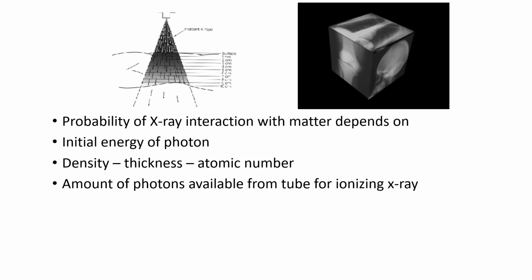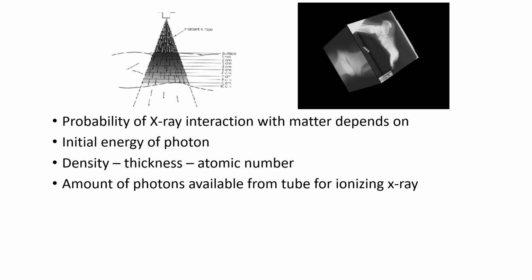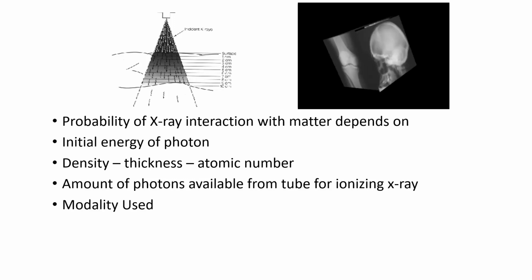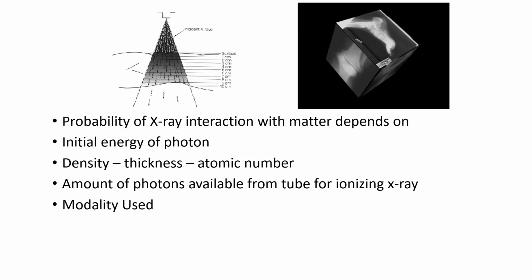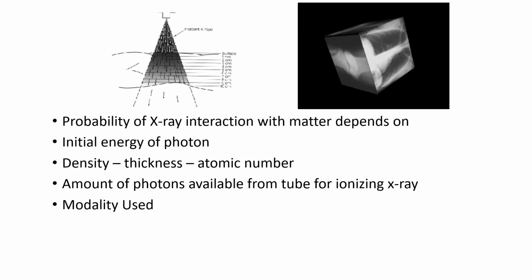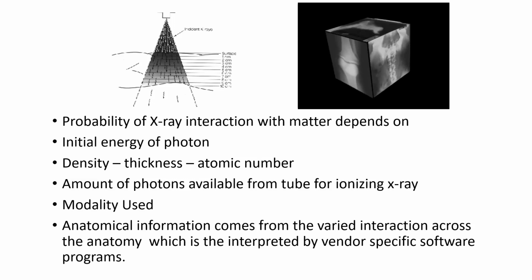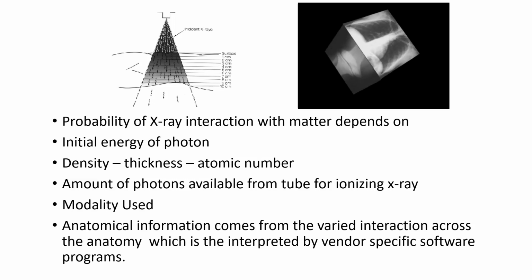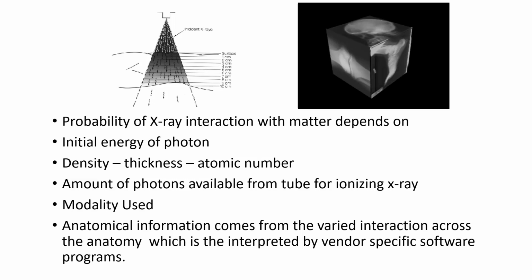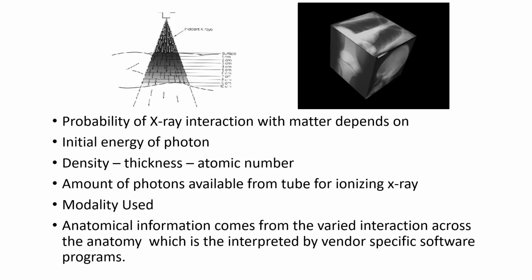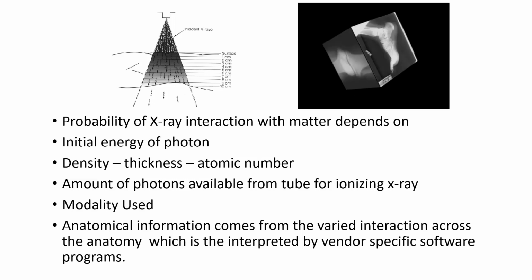The amount of photons available from the tube for ionizing radiation and the modality used have a major influence on the technique selected. Anatomical information from the varied interaction across the anatomy, which is interpreted by the vendor-specific software programs, is how we display the information that we have chosen to display.